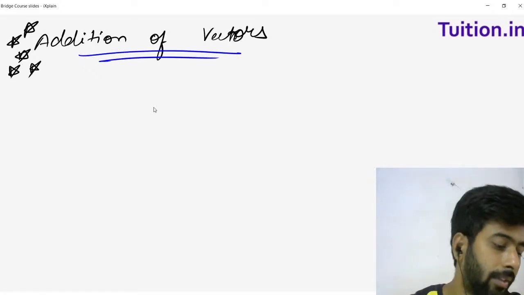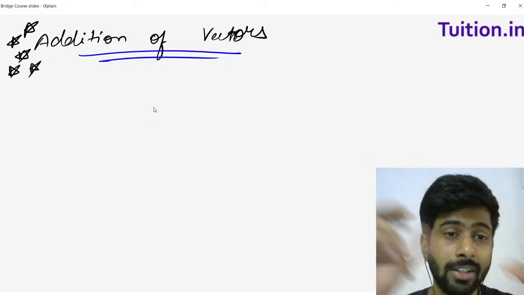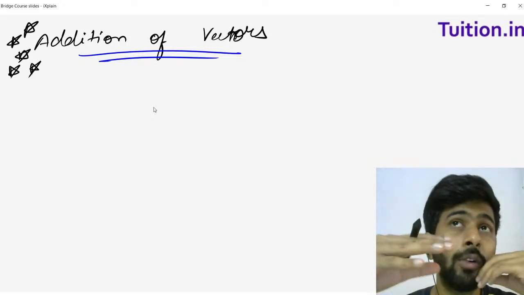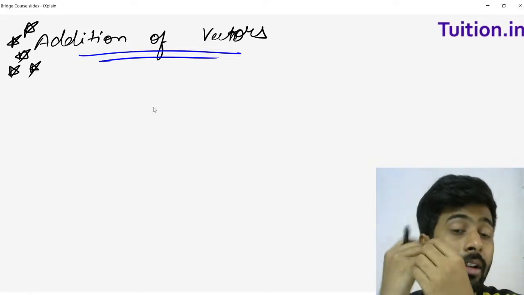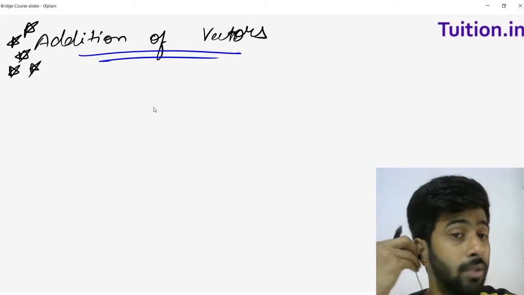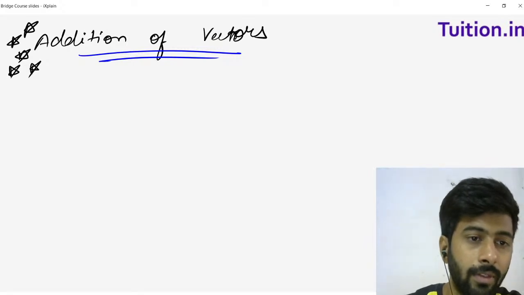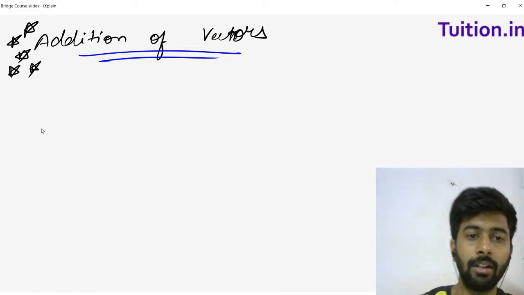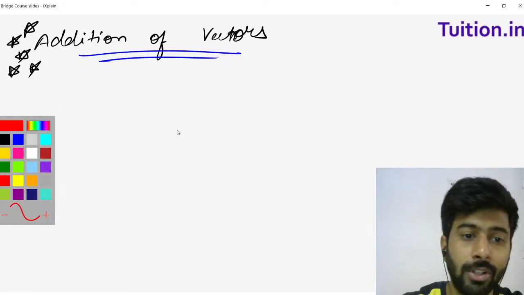It is highly important to have complete clarity about how you take two vectors and add them, and in fact how you add more than two vectors also. Because in a lot of your physics problems in the future, let me give you a short peek into what will come.